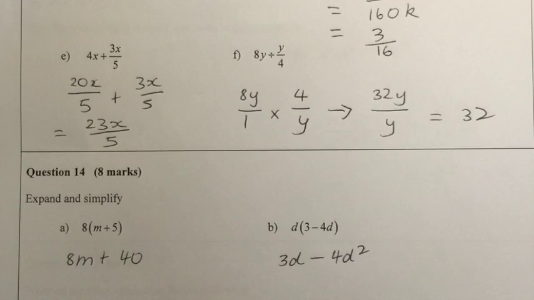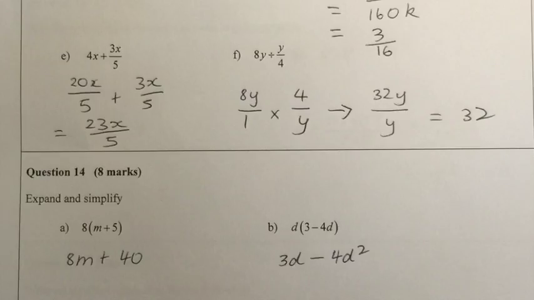Question E, so we've got 4x plus 3x over 5. Okay, so again, we're looking to make the denominators the same. Now you can remember 4x as a fraction is 4x over 1. Okay, so we can multiply the top and the bottom both by 5. That's going to leave us with 20x over 5. If we add that to 3x over 5, we end up with 23x over 5.